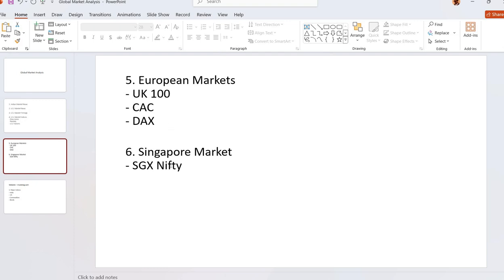Before our market opening, check SGX Nifty, which is the Singapore market, as well. This opens around 6:30 a.m. Not only price action, we need to follow news as well. So news first and price action next, because news always impacts the stock market.